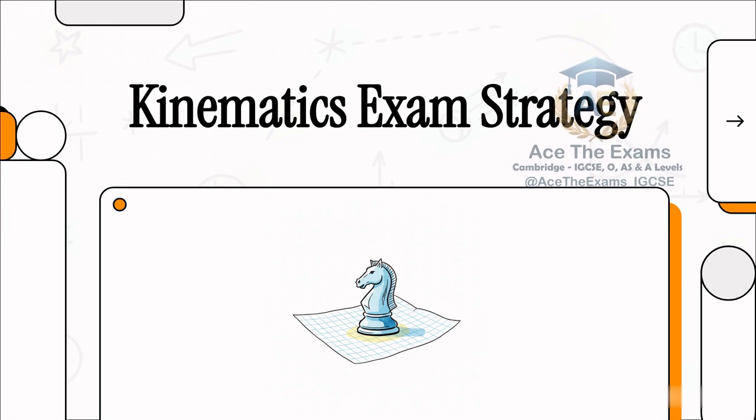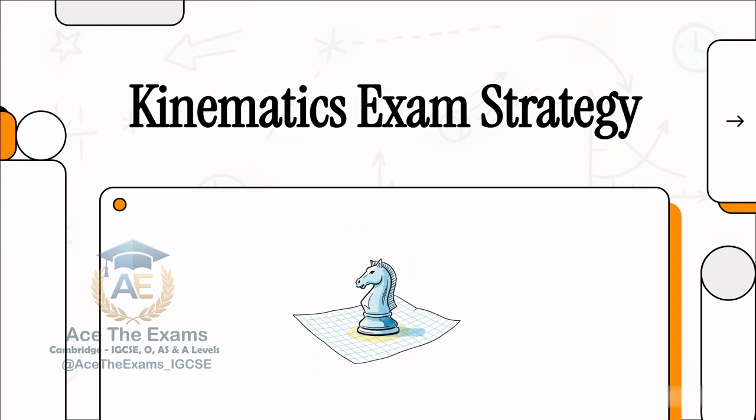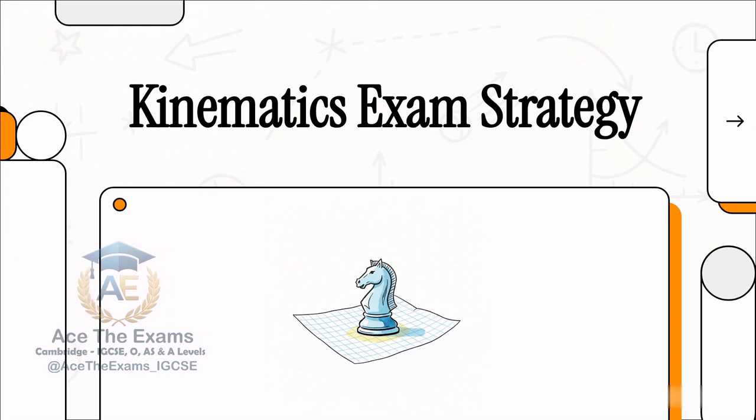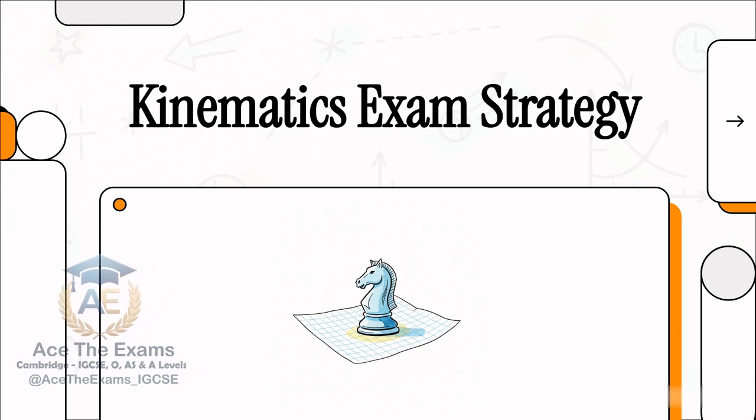And then there's Sam. Sam is always fighting the clock. Sam rushes the exam, completely missing the specific requirements of command words like show that or hence, and just skips crucial intermediate steps. Both of these students know their calculus, but both are bleeding marks.